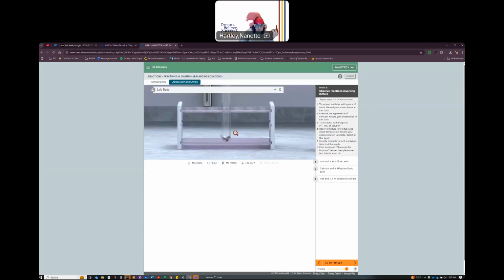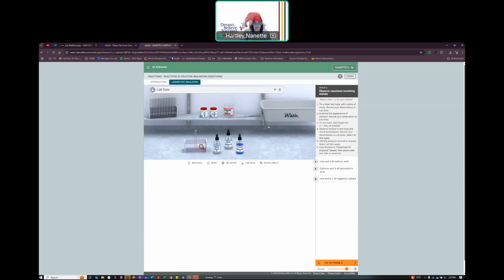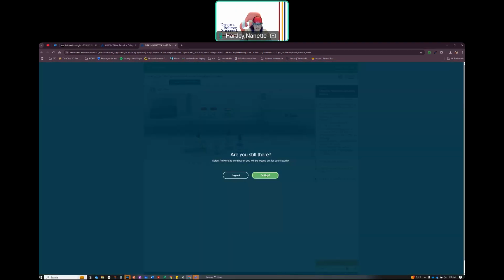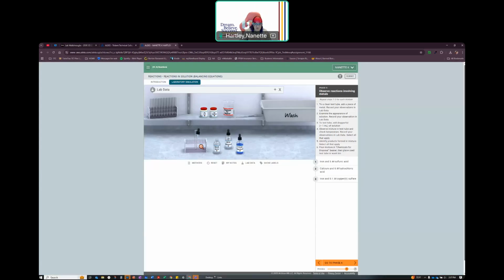Right. I see a piece of solid iron metal. Examine the appearance of the solution. Okay. I'm going to make some sulfuric acid. That's a sulfuric acid there. What's in here? Put that in there. Like that.